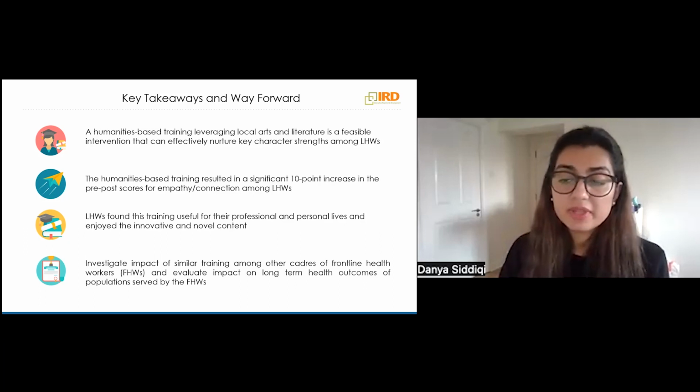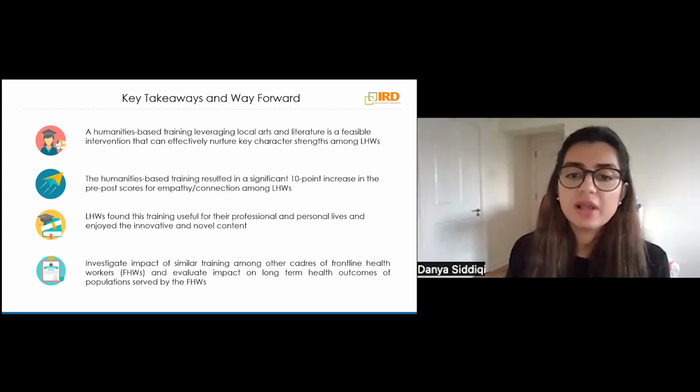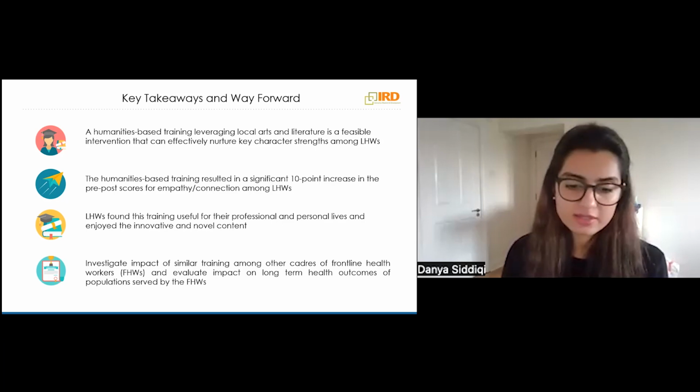As a way forward, our next step is to take this work a little bit further and investigate the impact of similar trainings among other cadres of frontline health workers, notably the vaccinators that are responsible for vaccinating and providing childhood immunization to children in Pakistan. And then also evaluating the impact on the long-term health outcomes of the populations that are served by these frontline health workers. That's something that our team is currently working on to take our work one step further.